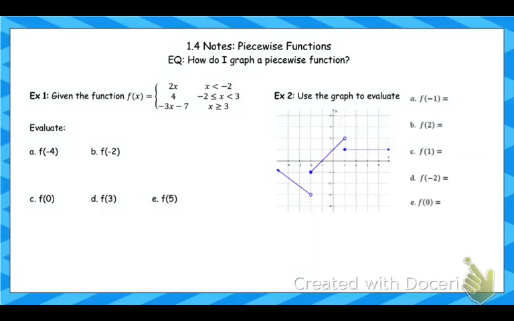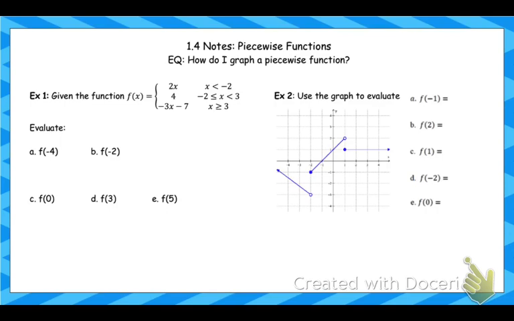Hi guys. So what we're going to do today is we're going to look at a new type of function called a piecewise function. A piecewise function is kind of what it sounds like. It's little pieces of different graphs that create one function. So instead of just one equation that's the entire thing we're graphing, we'll graph one function for one domain. We'll graph another function for another domain, and so on and so on.